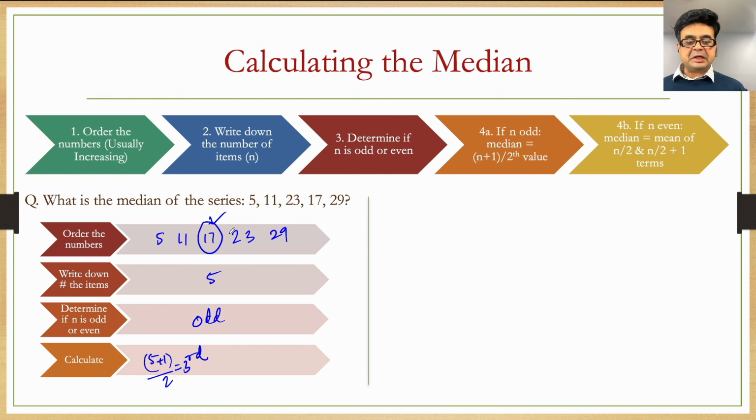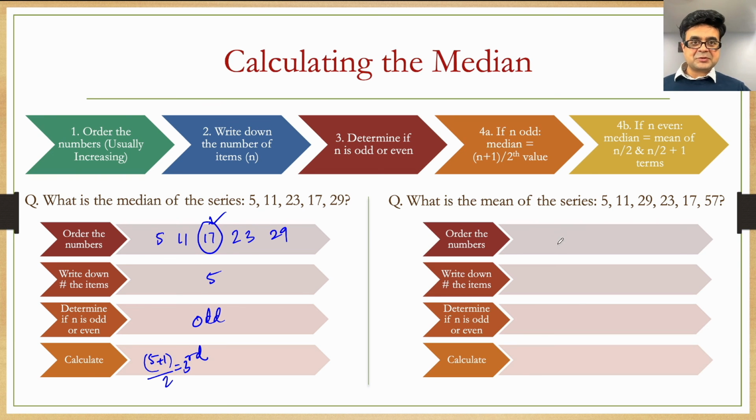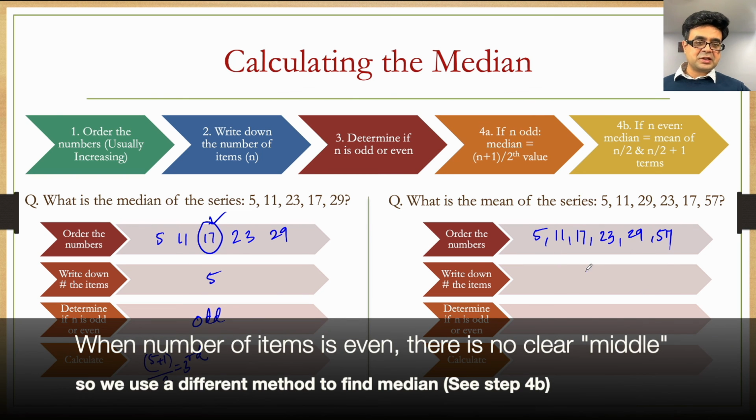That's the right median. However, what happens if the series has an even number of items? We'll follow the same steps initially: order the numbers correctly. So 5, 11, 17, 23, 29 and 57. The number of items here is 6. We know that it is going to be even.